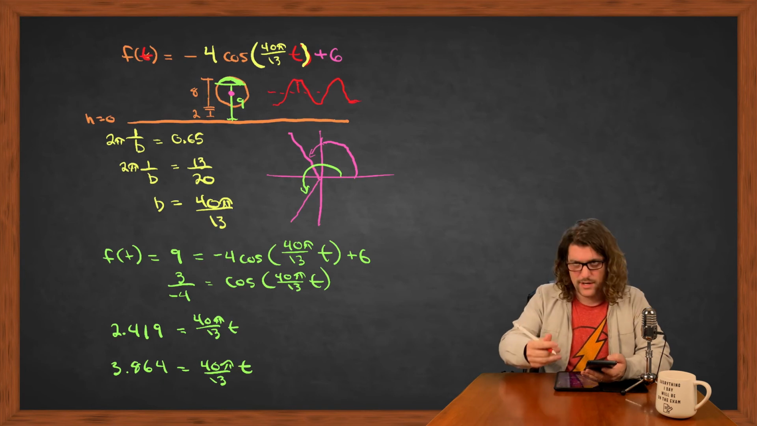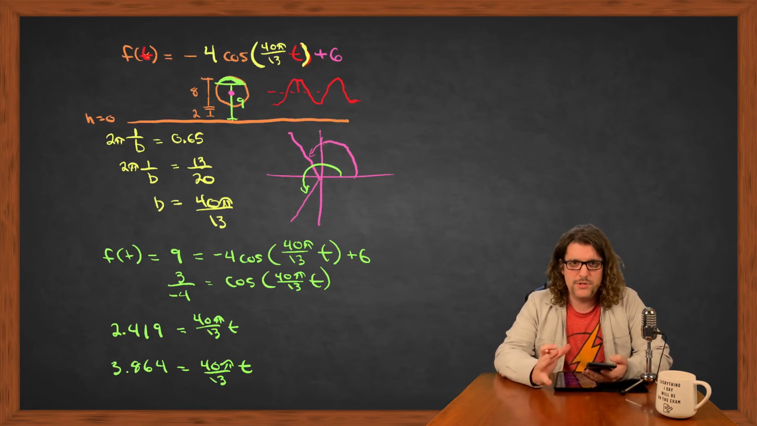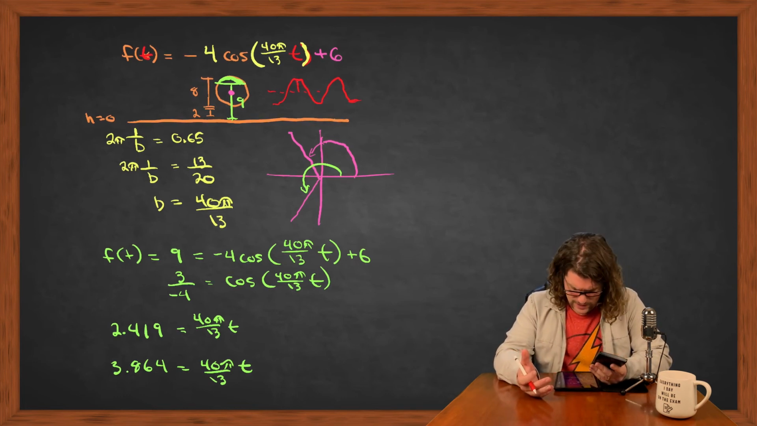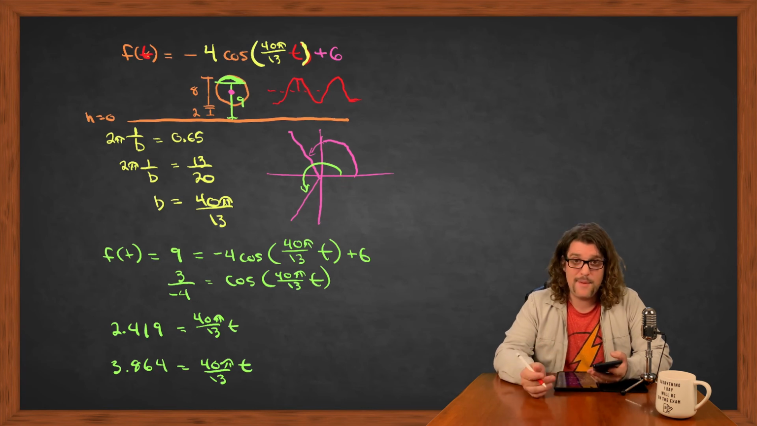So 40 pi over 13 t equals 2.419 for one, and 40 pi over 13 t equals 3.864 for the other. If I wanted to solve this generally for all times where this happened, I would also add my plus 2 pi k, where k is an element of the set of integers. I do not have to do that here, because these are the first 2 times where this particular setup is going to happen.